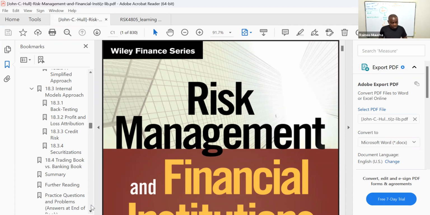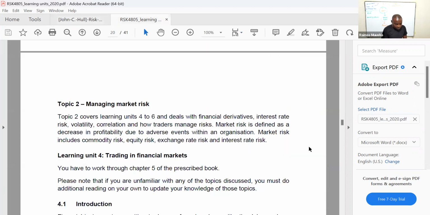That's why in this particular chapter, we're going to be looking at the separation between the front office, the middle office, and the back office. And the lecturer may ask questions in the exam and also in assignments regarding what the front office, the back office, and the middle office are. So that's what is covered in learning unit 3. Are there any questions so far?